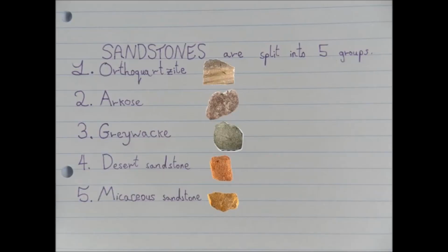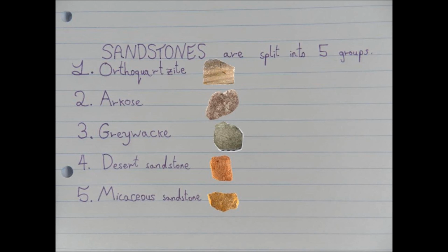So there's 5 different groups of sandstone. There's orthoquartzite, there's arkose, there's greywacke, there's desert sandstone, and micaceous sandstone, which obviously contains a lot of mica.